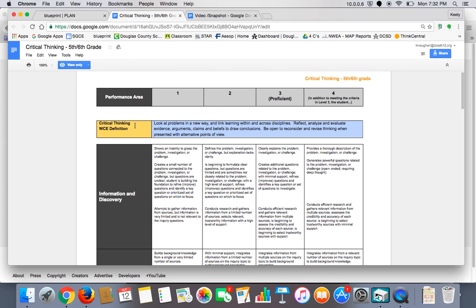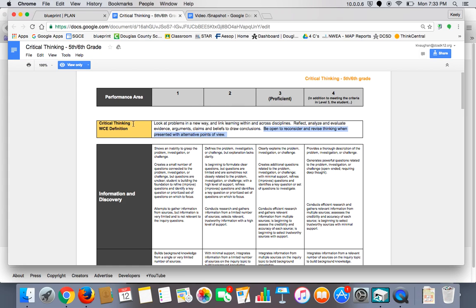Be open to reconsider and revise thinking when presented with alternative points of view. That's just something that's super important for all of us. We tend to know exactly where we want to end up on our roadmap or in our snapshot, so this is a good one to think about. If I want to be more open minded, if I am someone who jumps to a product, this is a really good goal to focus on to make sure that I am being open to changing my ideas as I learn more information.